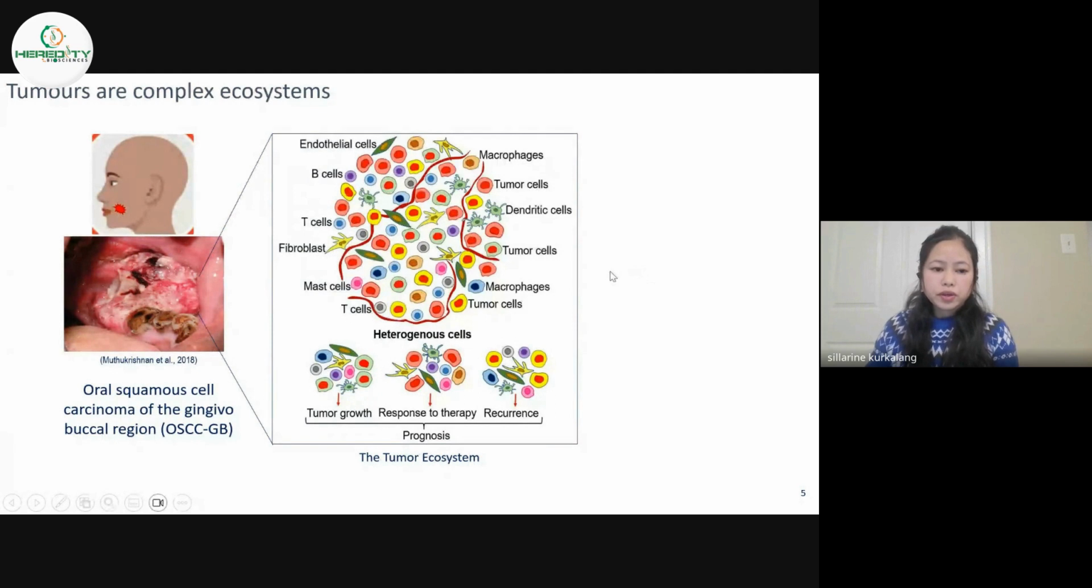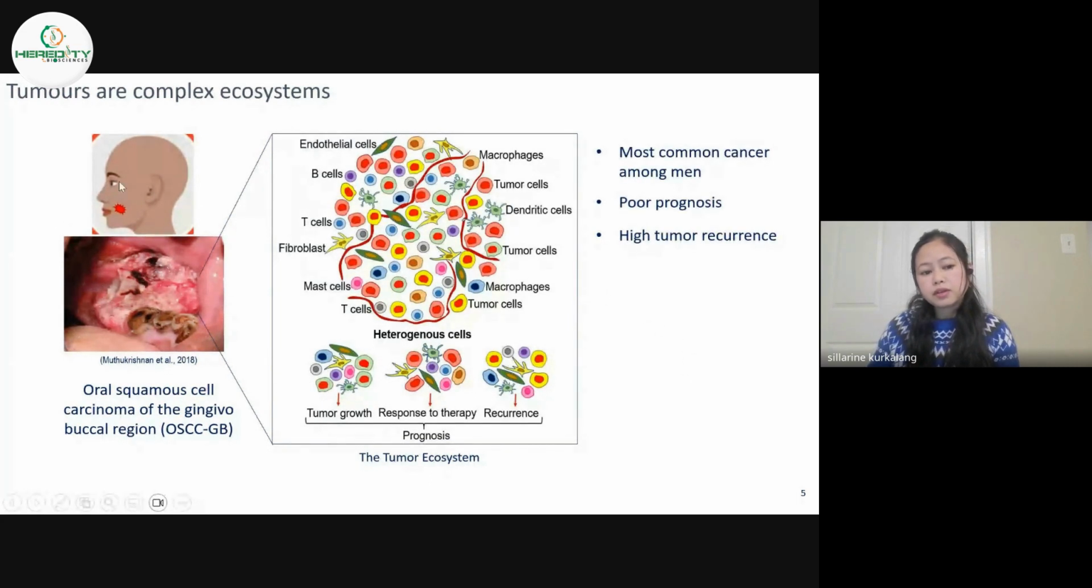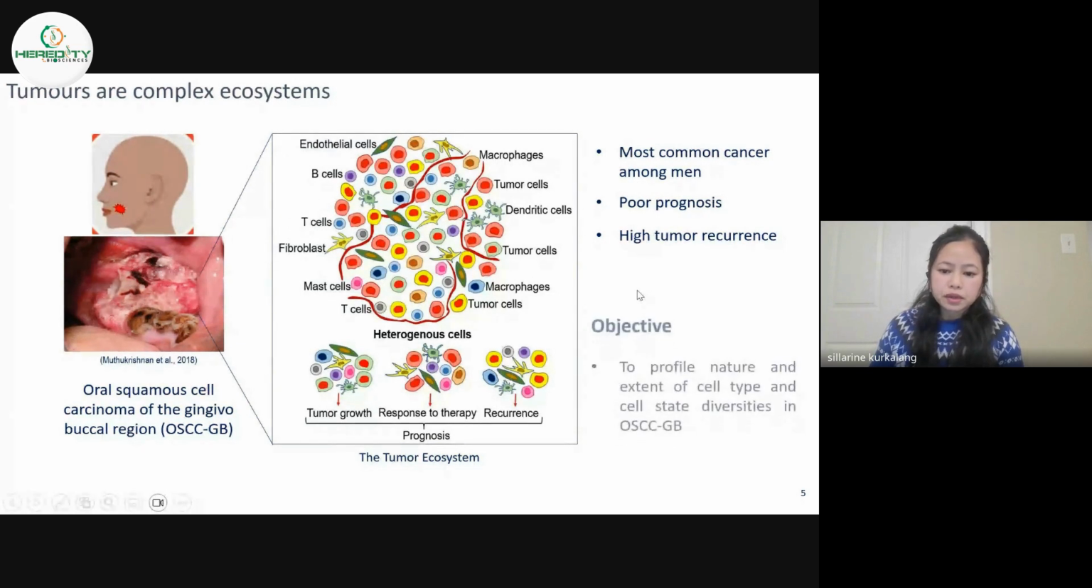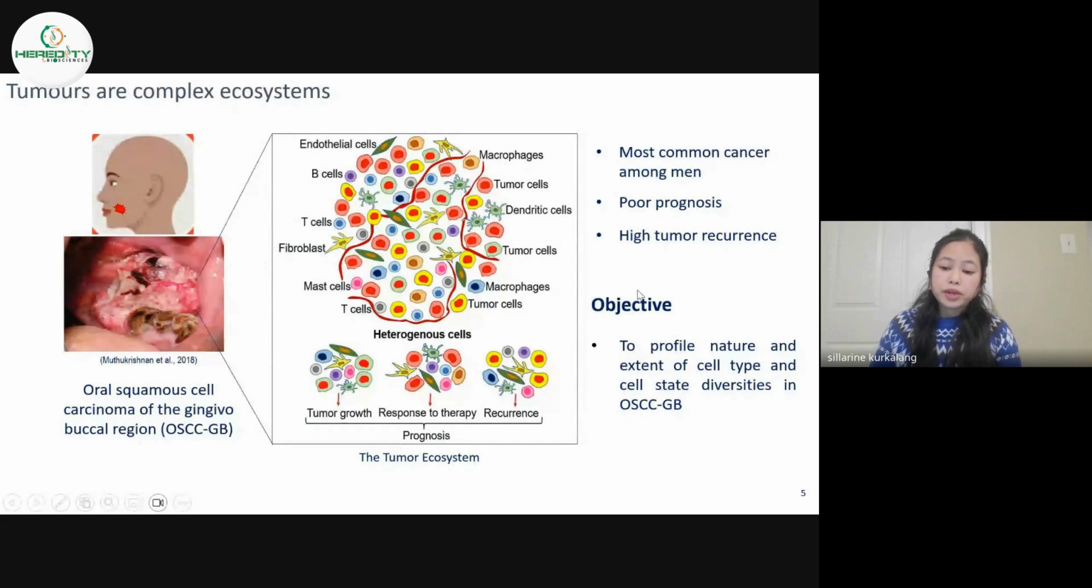So here today we're talking about the oral cancer of the gingival region. Why the oral cancer of the gingival region, which is also known as oral squamous cell carcinoma of the gingival region? This is because it is the most common cancer among men in India, having poor prognosis and also high tumor recurrence. So in this particular study, our main objective was to profile the nature and the extent of cell type and cell state diversity in OSCGB.